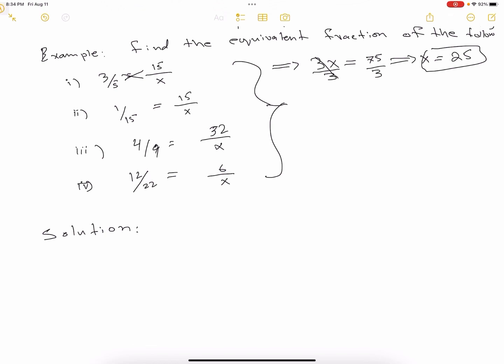This is a different way. I'll solve it the actual way we are doing here. Let's try this one too. 1 over 15 equal to 15 over x. What is x here? If you want to do it this way, it'll be x times 1, and 15 times 15.